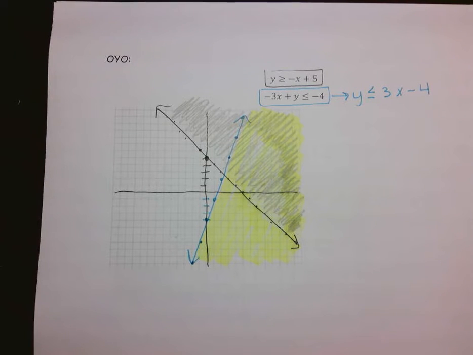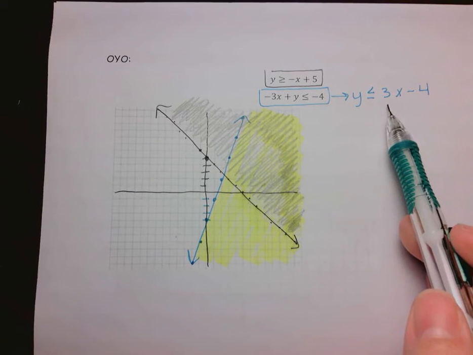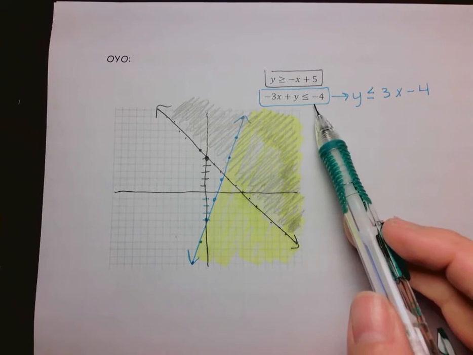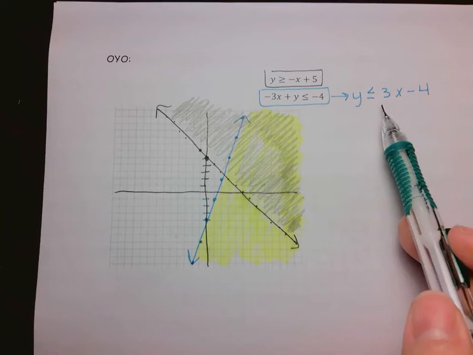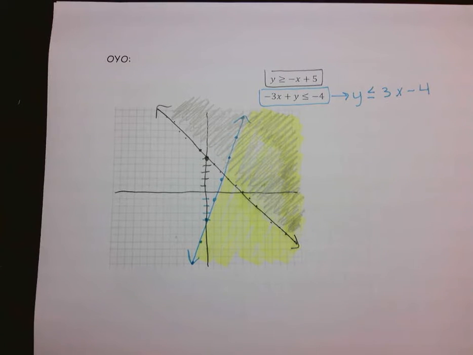Then I highlighted the next line. The next line is y is less than or equal to 3x minus 4. Again, you can graph it in that form, but putting it in this form may make it a little bit easier for you. My y-intercept is at negative 4. My slope is a positive 3 over 1.